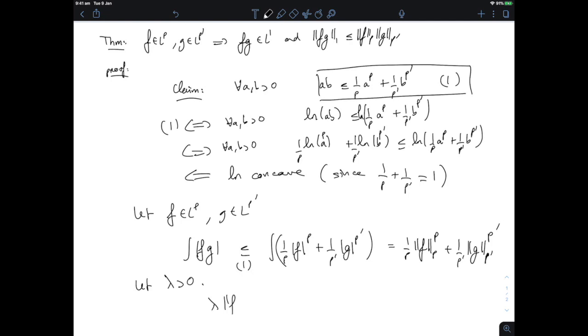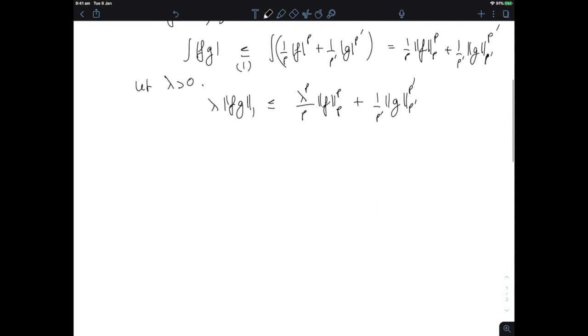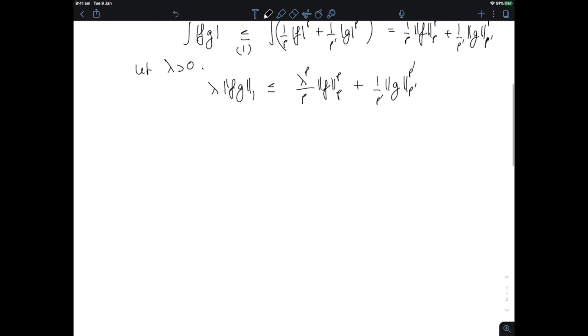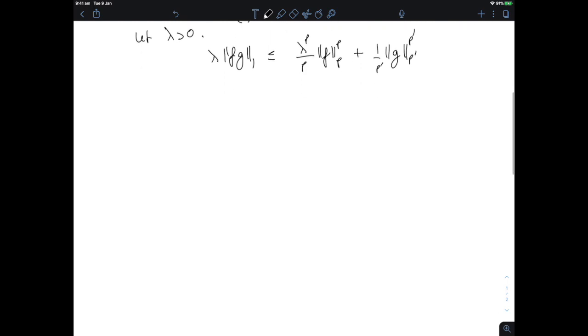And then I would get that lambda times the L1 norm of fg is smaller than lambda to the p times the LP norm of f to the p plus 1 upon p prime times the norm of g in LP prime to the p prime, right? So I want to optimize this inequality using the fact that the scaling is not the same on the left-hand side and the right-hand side. I want to multiply f by lambda. This scales by lambda on the left-hand side, but the LP norm, of course, is scaled by a power of lambda to the p. That gives me some flexibility, and then I exploit that flexibility by choosing lambda appropriately.